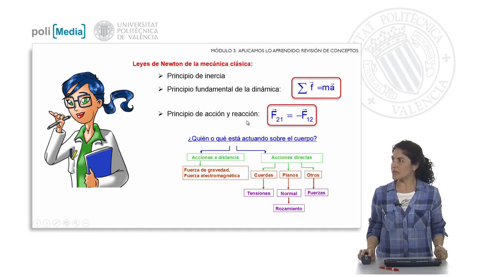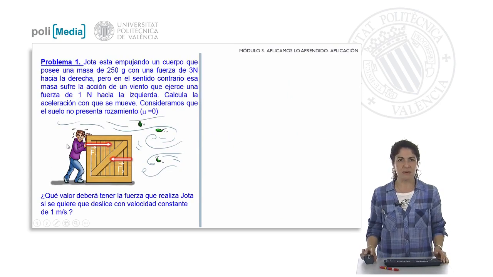And by the principle of action and reaction, that is, that the interaction suffered by a body 2 due to 1 is exactly the same modulus and direction as the body 1 due to 2, but in the opposite direction. All the interactions are summarized here, and we have been analyzing them in the previous classes. Let's go to the statement of the first problem.